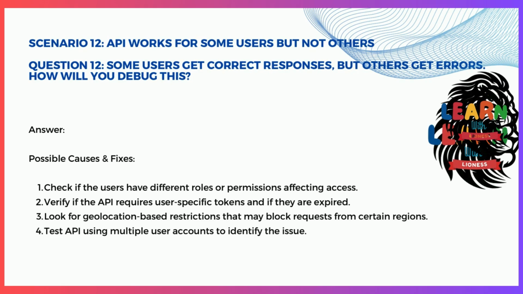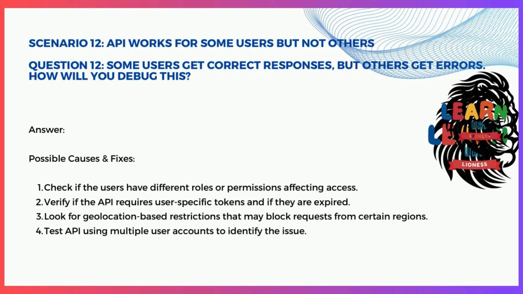Question 12. Some users get correct responses, but others get errors. How will you debug this? Answer. Possible causes and fixes. 1. Check if the users have different roles or permissions affecting access.